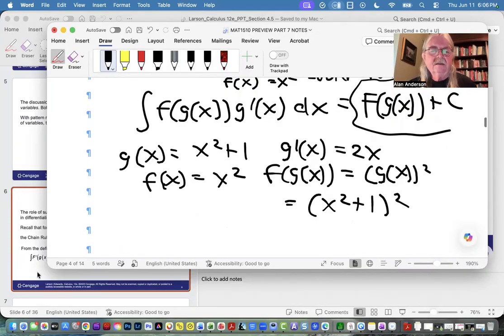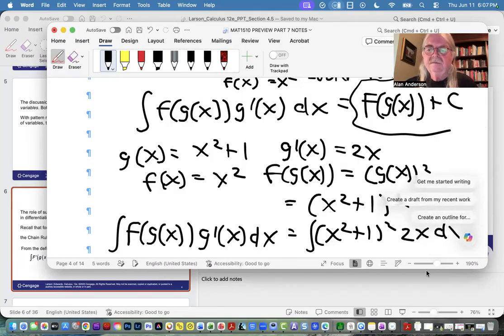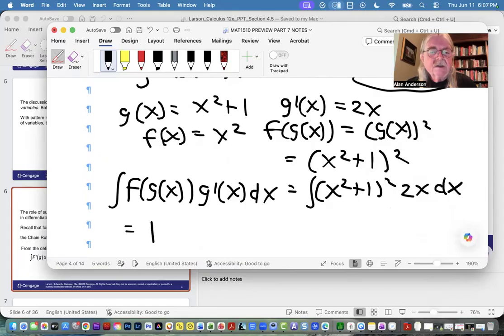So that means that our integral is x squared plus 1 squared. Then we have g prime, which is 2x. And then we also have a dx. Okay, but we just got through showing that this is equal to capital F of g of x plus c. Plus c because this is an indefinite integral.